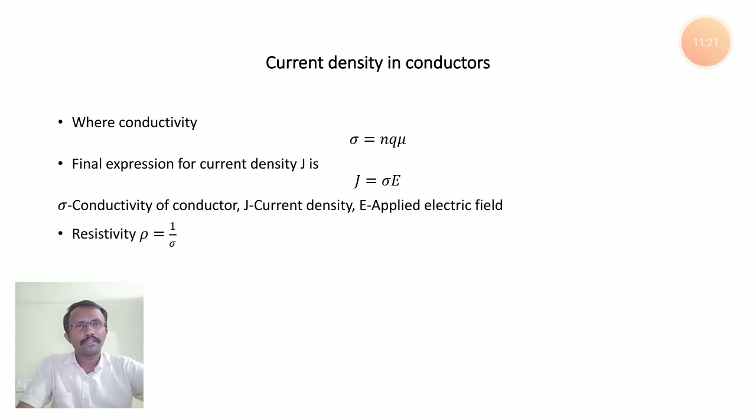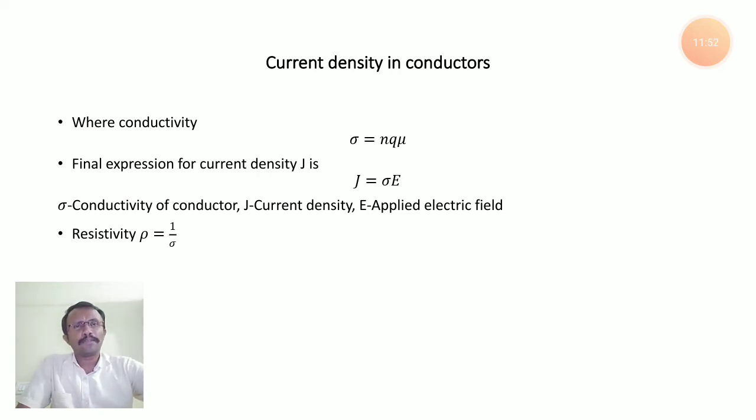Here you have to observe the units for sigma and E. Where E is the applied electric field, the units are volts per meter. Sigma is the conductivity, the units are ohm centimeter whole inverse. Once you know the units for conductivity, you can easily find the units for resistivity. For resistivity, the units are ohm centimeter. For conductivity, ohm centimeter whole inverse.